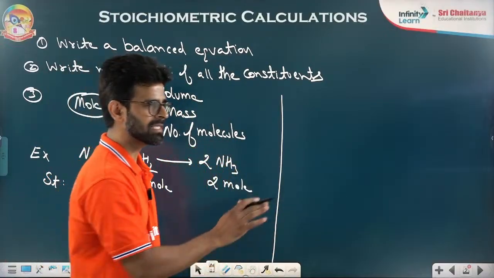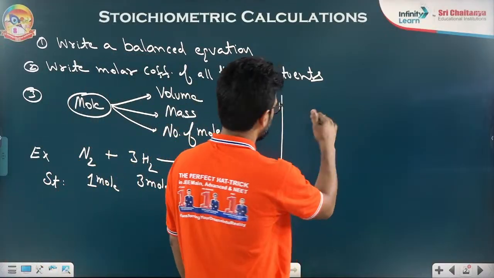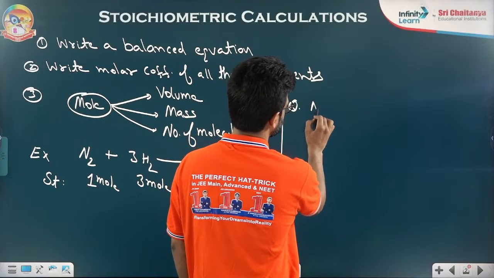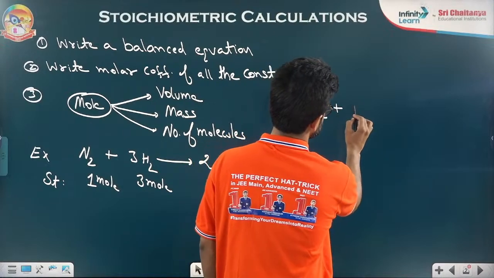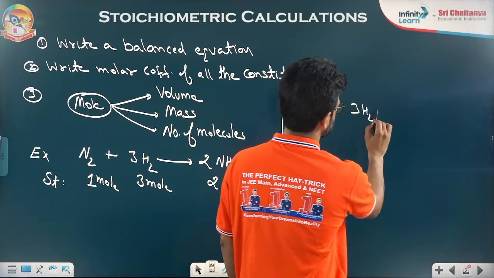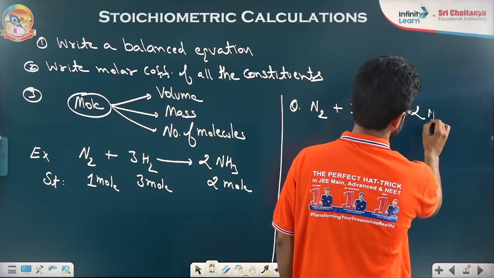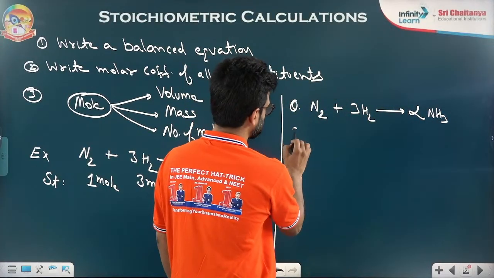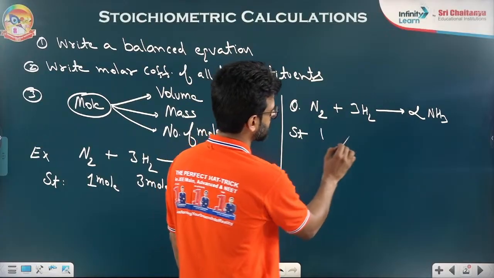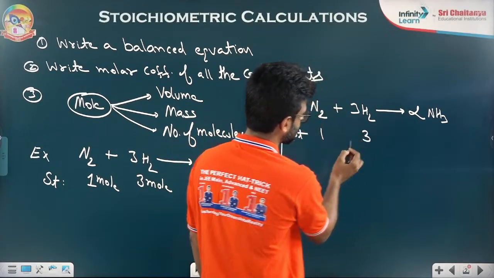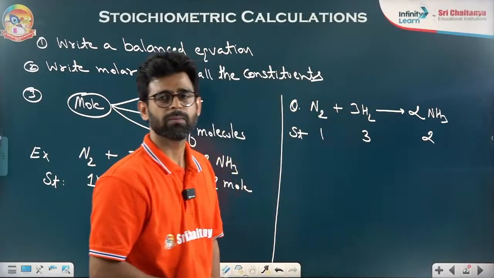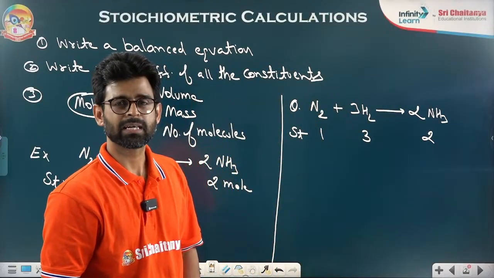Let us see again here how they can ask you questions on this basis. Imagine from the above equation I am writing here N2 + 3H2, and here we have 2 NH3, ammonia. Stoichiometry is very much clear. It's telling me that 1 mole N2 needs 3 mole H2 and produces 2 mole ammonia.